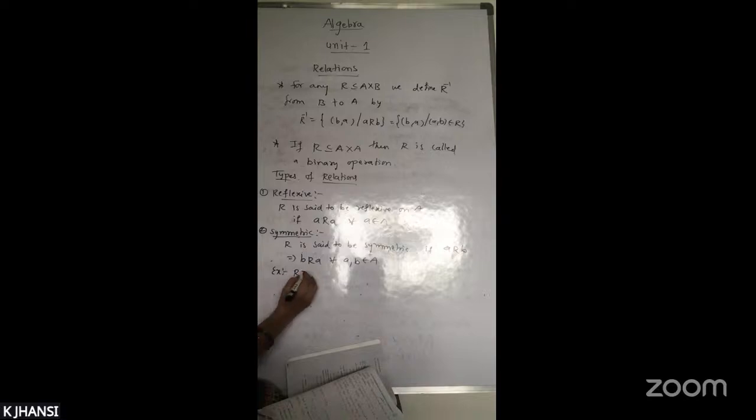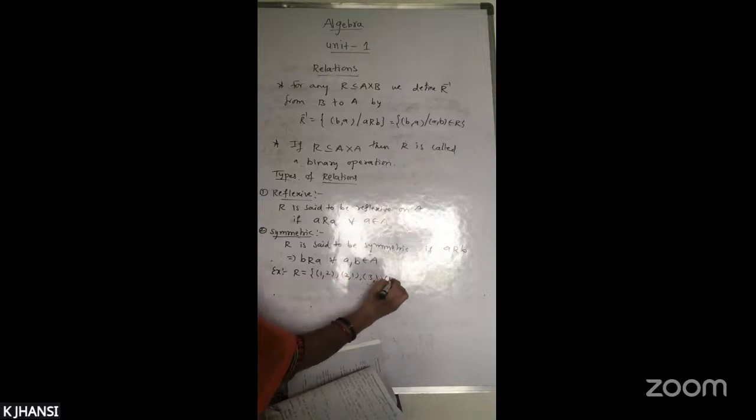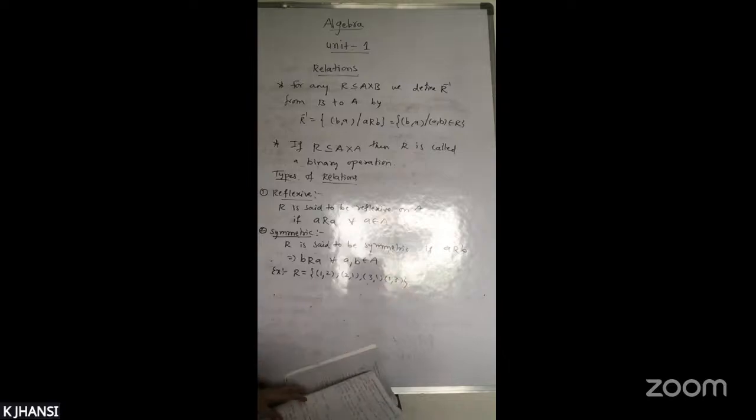R is one relation we have: (1,2), (2,1), (3,1), (1, ...). By seeing this, you can check whether it is a symmetric relation or not. Symmetric relation means A is related to B, and after that, B is related to A. Here, A is related to B, B is related to A. So this is satisfying the property of symmetric relation. Next, if we go to the third one, it is the transitive relation.